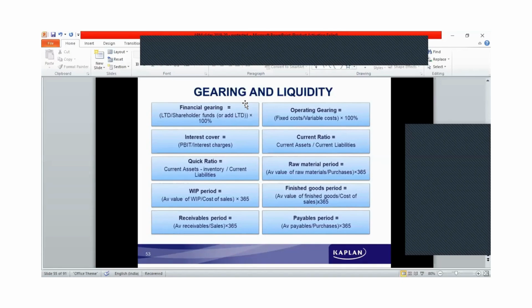So mention what is the proportion of variable cost and fixed cost, and what impact these costs have on the profitability. That is what you should be able to comment on at this particular point of time.